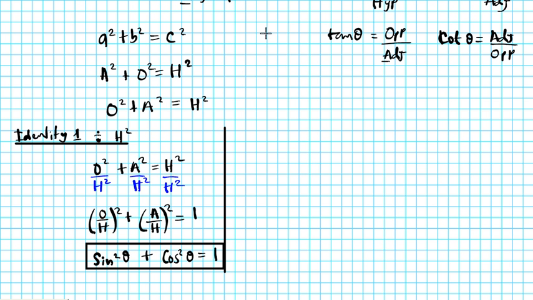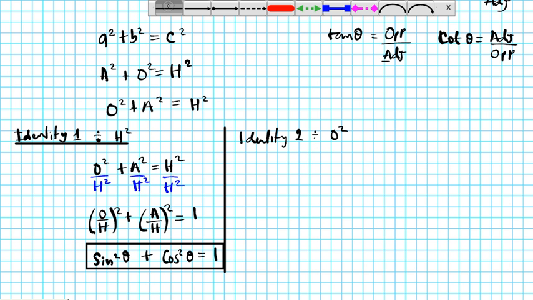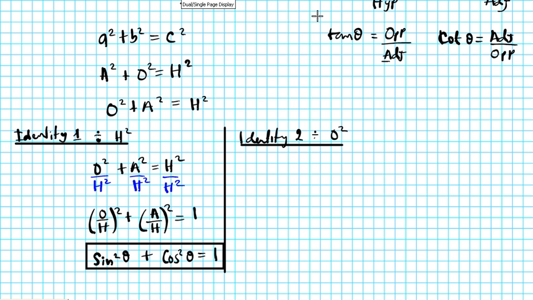So for identity 2, I'm just going to divide by a different variable. We already have H squared, so how about we use O squared? Divide everything by O squared. So starting with the Pythagorean theorem using A, O, and H, I'm going to rewrite what I ended up with here: O squared plus A squared equals H squared. That's what we had before. Now I'm going to proceed to divide everything by O squared.